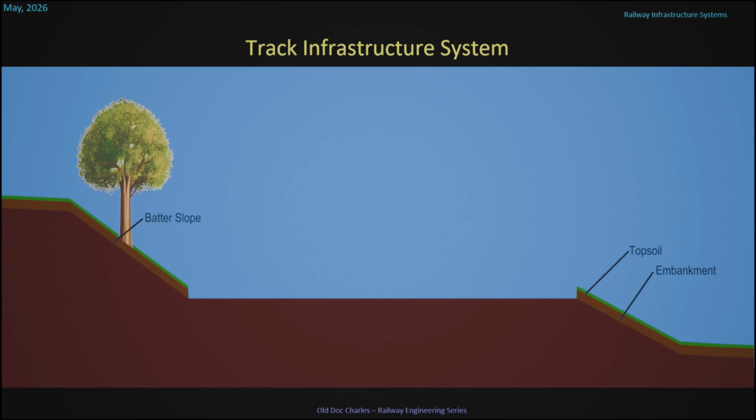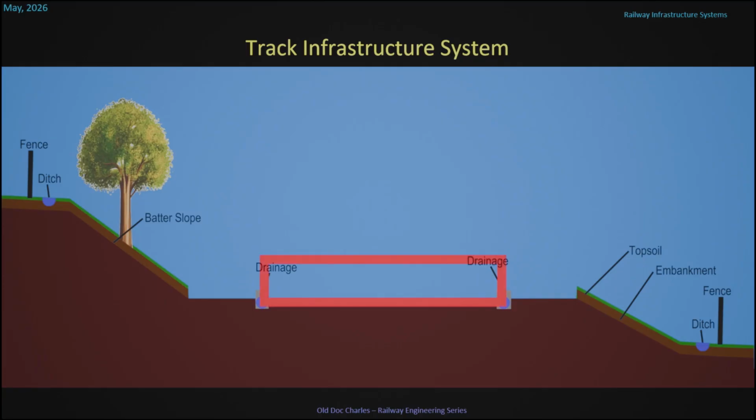Some railways also put up fencing to deter trespassers, livestock, etc. from getting onto the railway. Drainage needs to be installed to protect the tracks from flooding, both next to the tracks and at the boundary. This is where we're going to put the tracks. This is called the subgrade.